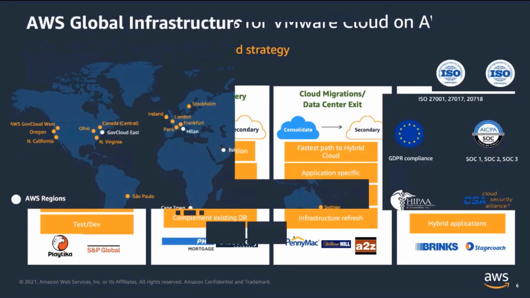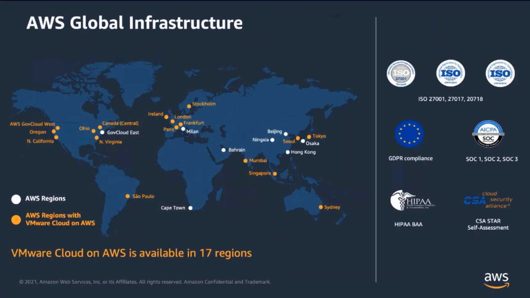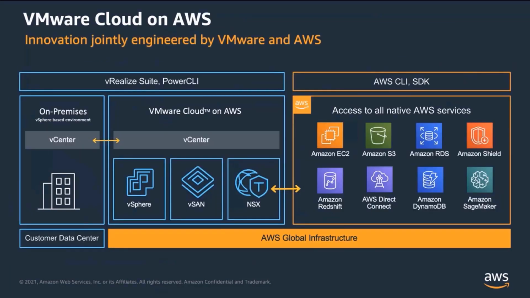All of this is available to you as customers across the 17 AWS regions today, with the security and compliance your business needs, for example, HIPAA or GDPR, and very recently with the launch of PCI compliance.